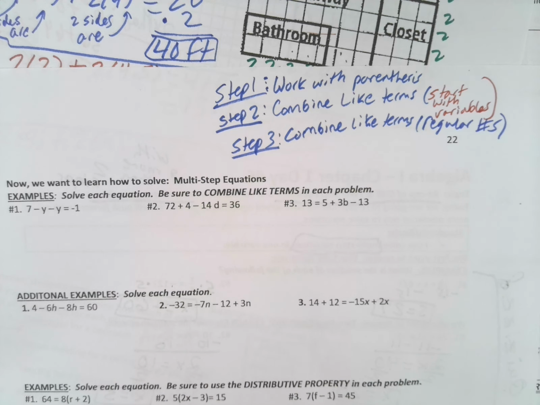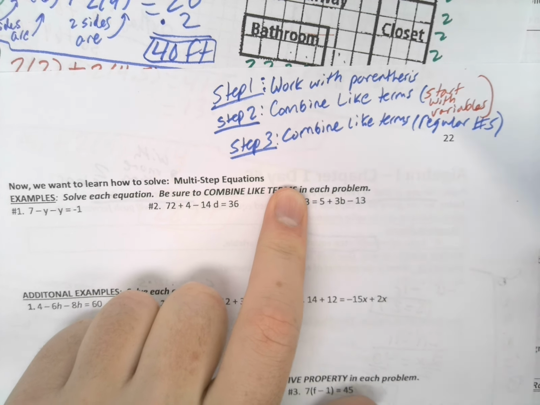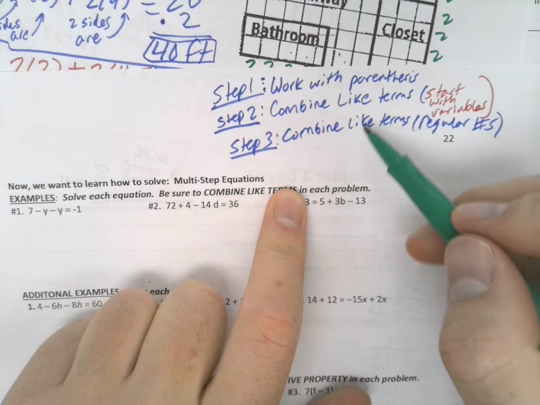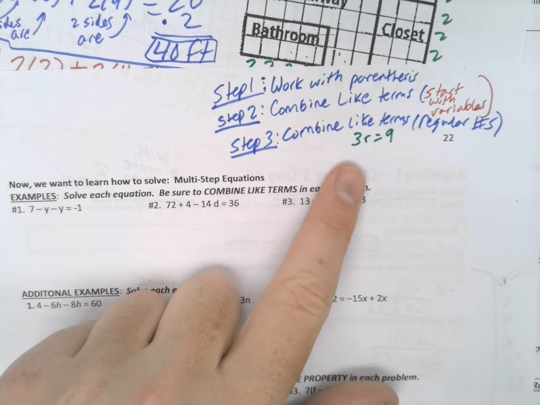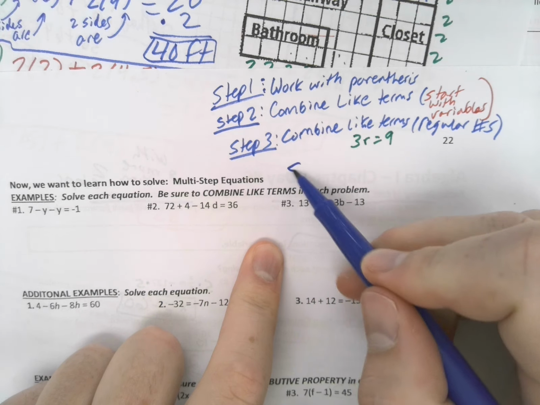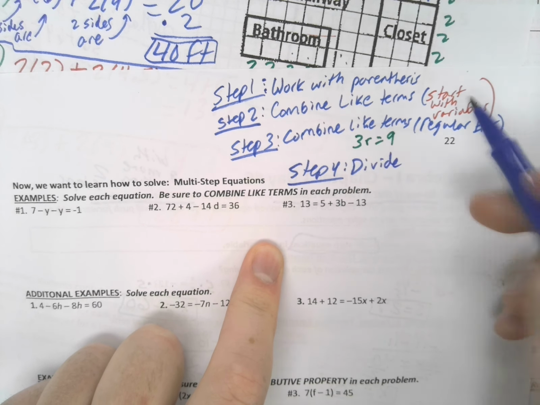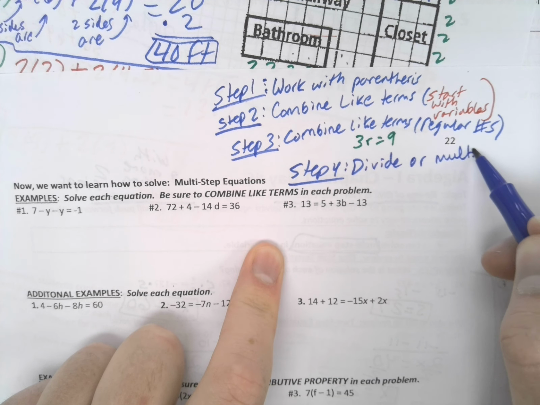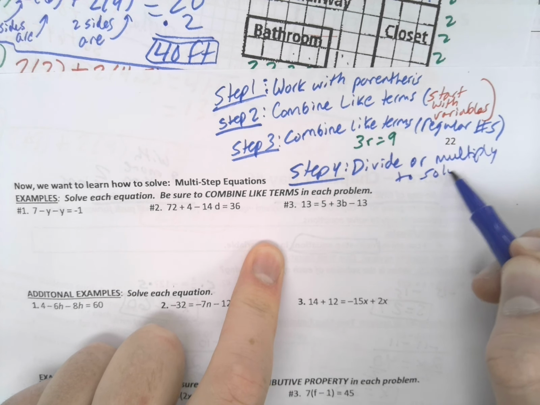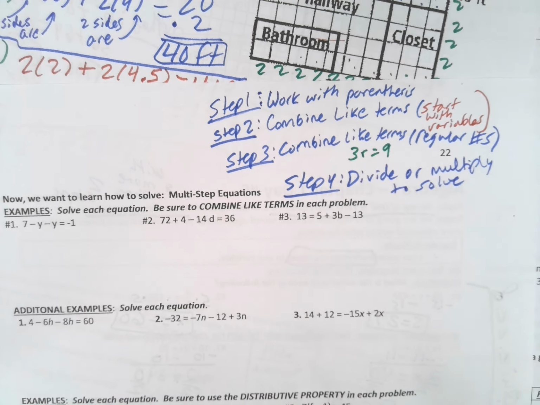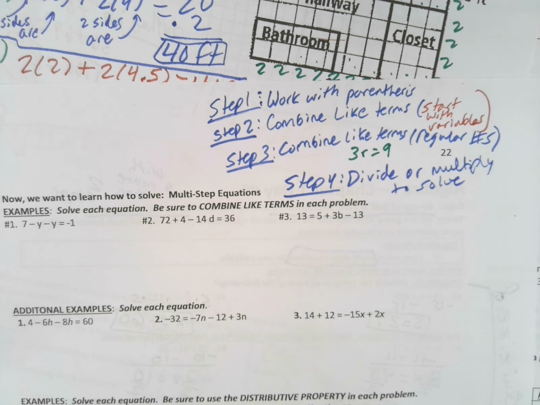So after that, you're really going to be left with a variable on the left or the right, and then a number on the other side. So once you've done this, you'll have gotten down to maybe something that looks like 3r equals 9 at this point. So then step 4 is almost always either divide, which is usually what you'll do, or multiply to solve. 9 times out of 10 you'll divide, but sometimes you'll be multiplying. If the last thing is a variable being divided by a number, then you have to do the opposite, which would be multiply.